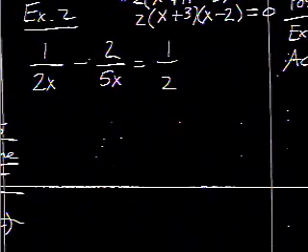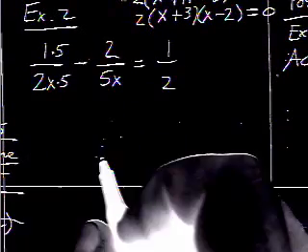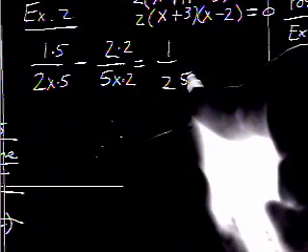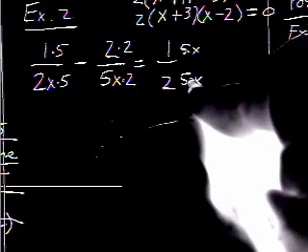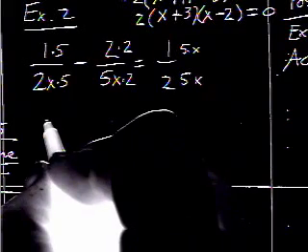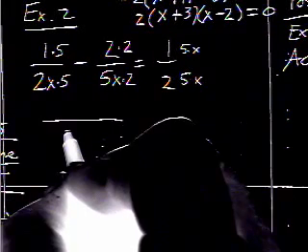Okay, let's try another example here. Looks like all my denominators are factored, which is nice. So I need to ask myself, what's this denominator missing that the other ones have? It looks like I'm missing a 5. What's this denominator missing? It's missing a 2. And this one's missing a 5 and an x. So make sure we multiply. So now we have denominators of 10x.